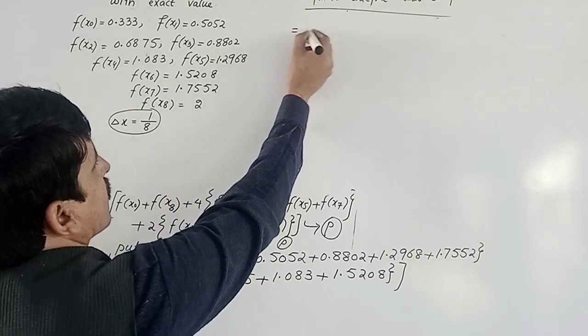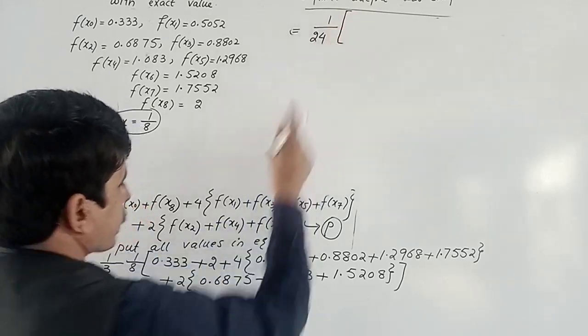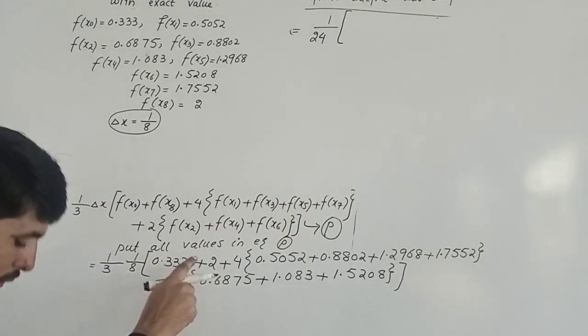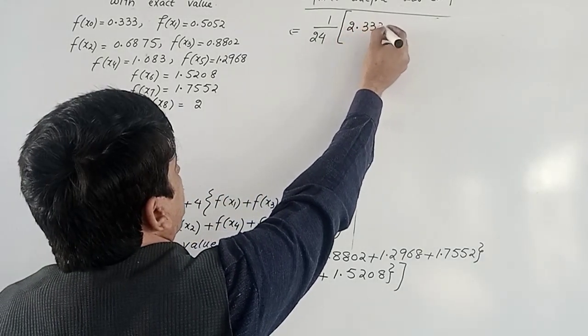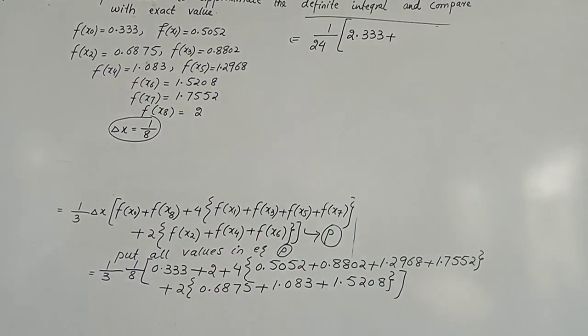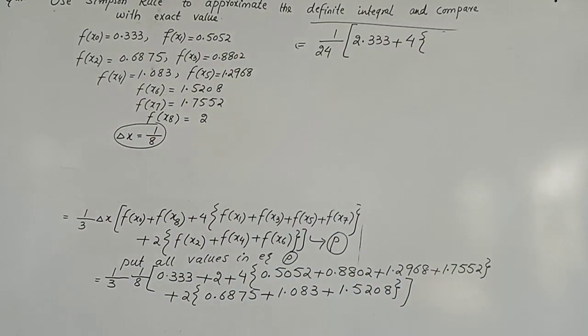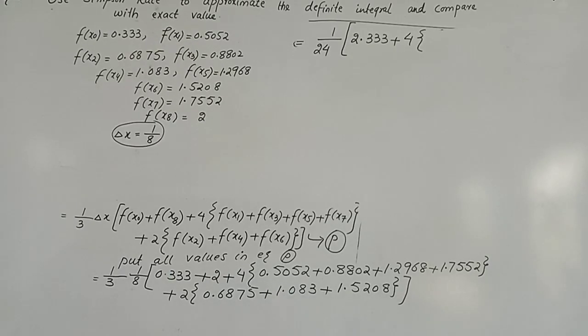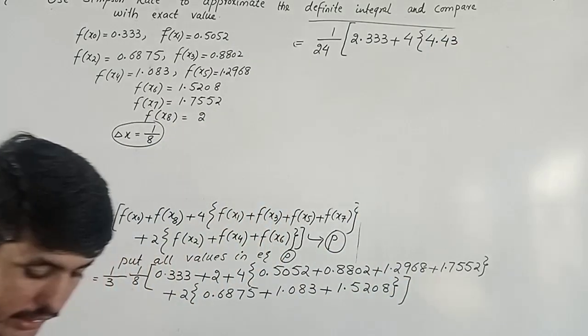divided by 3 for the 24 into 3.333 plus 2, we get 2.333, plus 4 times. Add all these odd numbers: 0.5052 and the rest, and adding these we get 4.4374.